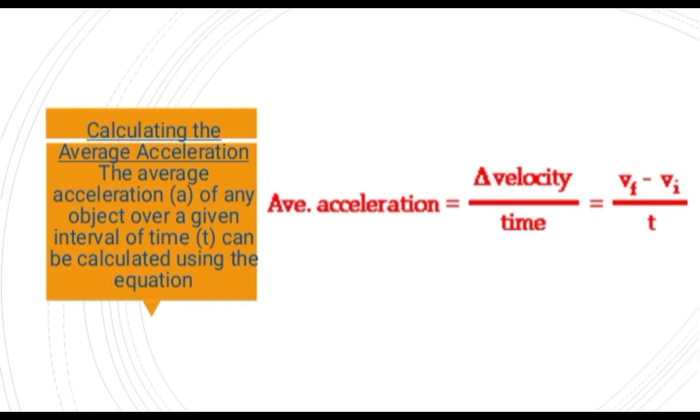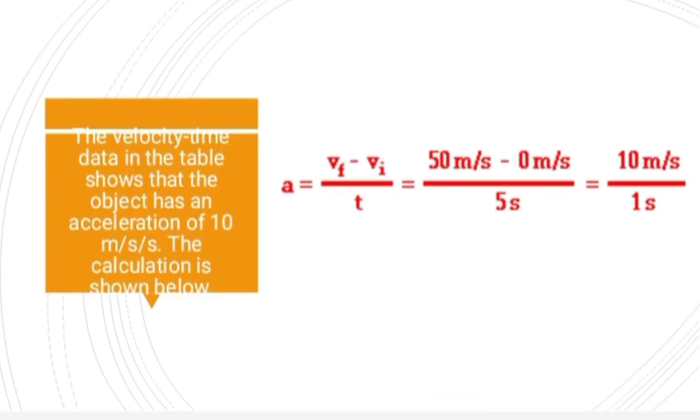In calculating the average acceleration of any object over a given interval of time, it can be calculated using this equation. So the velocity-time data in the table shows that the object has an acceleration of 10 meters per second squared. So the calculation is shown below.